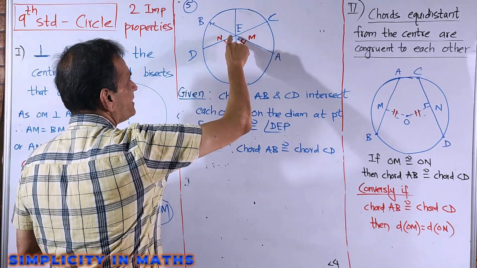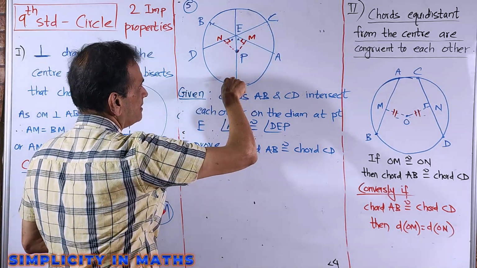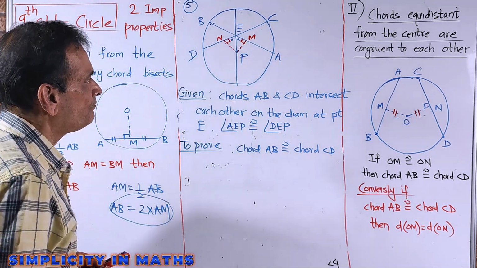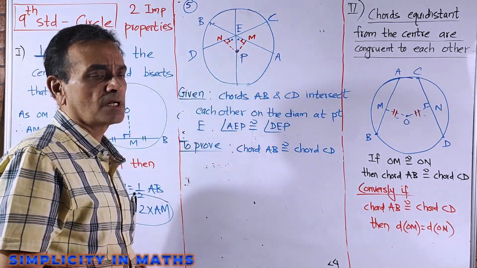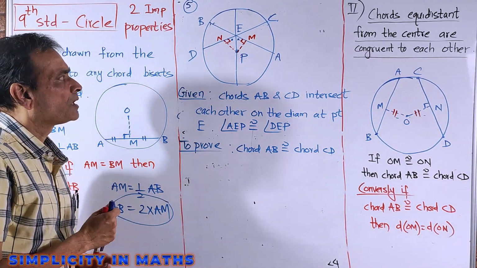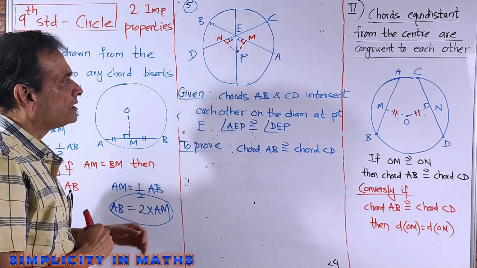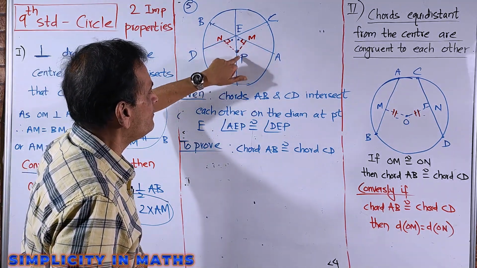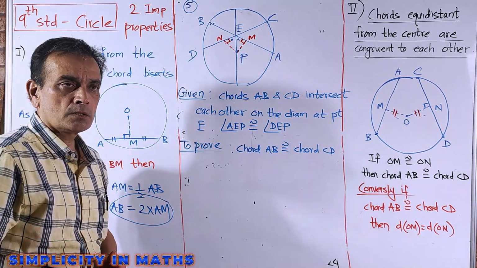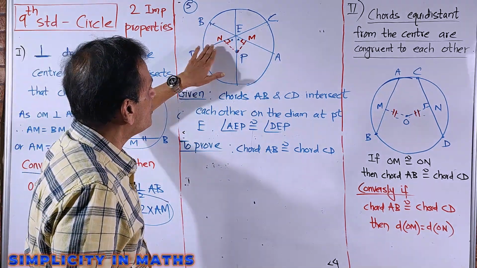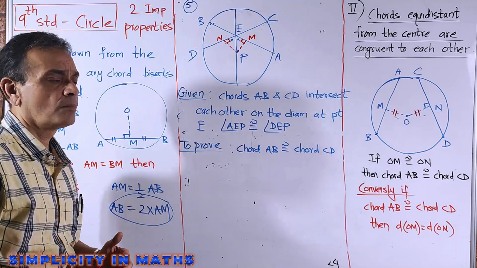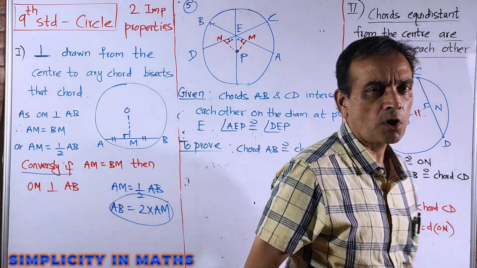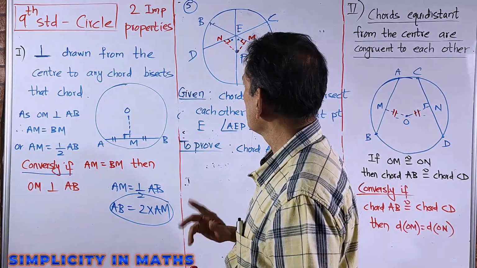Chords AB and CD intersect each other on the diameter, okay, at point E. P is the center of the circle. The diagram is given to you. P is the center of the circle, and these two angles are equal. Which angles? Angle AEP congruent to angle DEP. You have to show chord AB congruent to chord CD. The problem will be solved in three or four steps. How will you do it? Think.